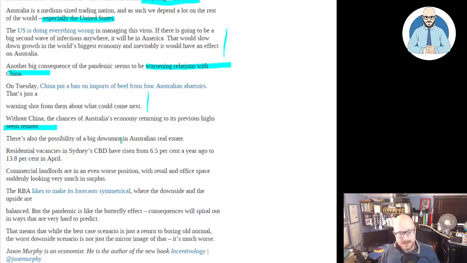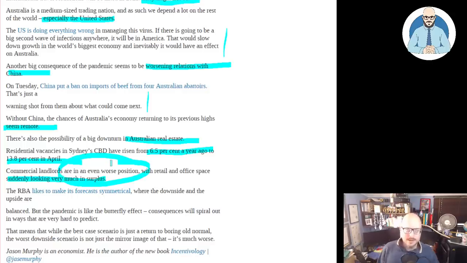There's also the possibility of a big downturn in Australian real estate. Residential vacancies in Sydney CBD have risen from 6.5% a year ago to 13.8% in April. Commercial landlords are in even worse position, with retail and office space suddenly looking very much in surplus. And that's going to be, you know, as people return to work. One gentleman I was talking to, a viewer, he's working for a client and they're cutting the floor plate, like 60 or 80%, some insane amount for a large commercial tenant from 20,000 square meters to 4. Just think about that, everyone. If that happens more and more, what will happen for the demand of high-end and commercial property in the city?